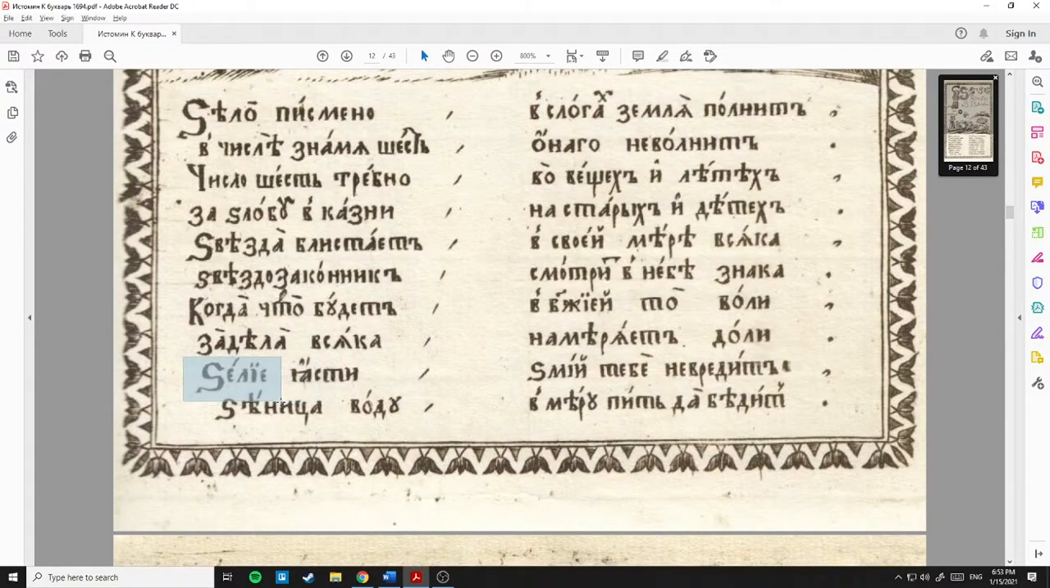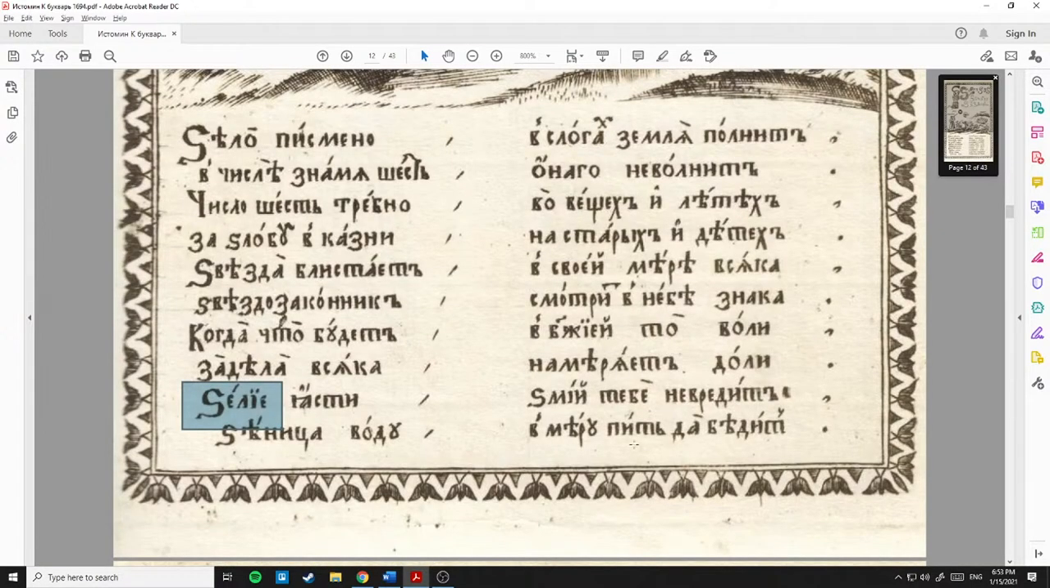So, зелье ясти. So that's the old form of to eat, so to eat greens, basically. Змі тебе не вредит. So the snake, the devil in this case, will not harm you. Зеніться воду. This is a sentence I had trouble with. So зеніться, so pupil, воду, dative of water. So pupil to water, maybe a little bit of water. В меру, in size, пить да бедиту. Astrologist, because it looks for a sign from God. Astrologer.